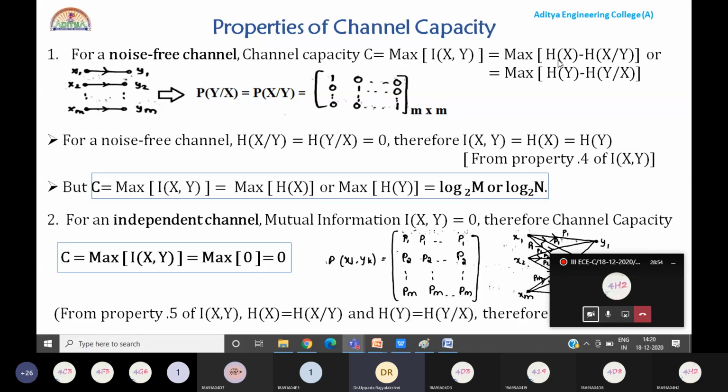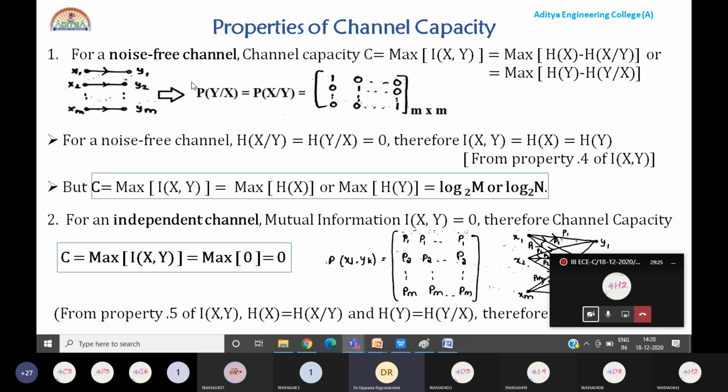Which is the maximum of H(X) minus H(X|Y), or H(Y) minus H(Y|X), because you know that mutual information I(X;Y) can be written in terms of entropies. This is the marginal entropy and these two are the conditional entropies. So C is equal to the maximum of I(X;Y), which is the maximum of H(X) minus H(X|Y), or H(Y) minus H(Y|X).